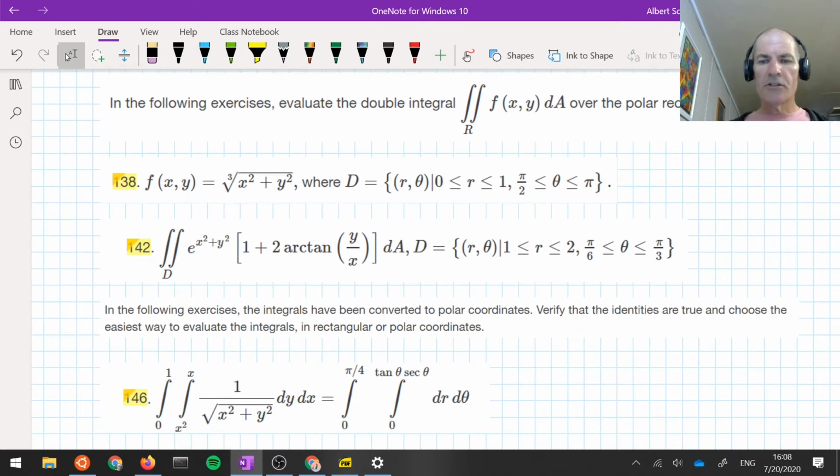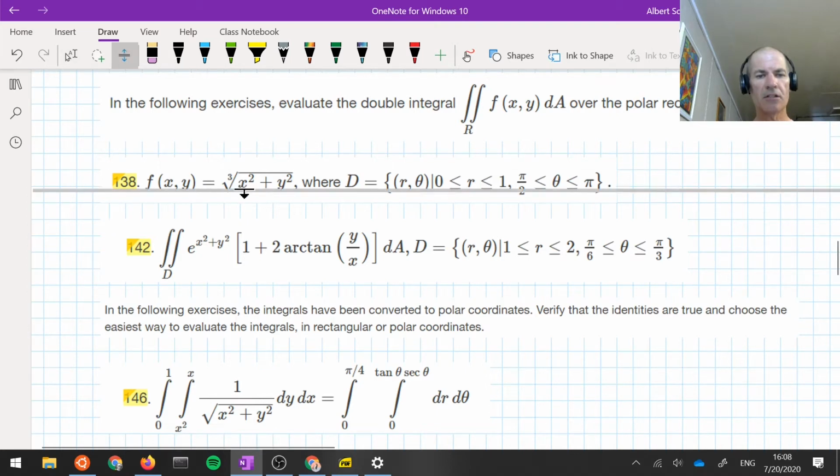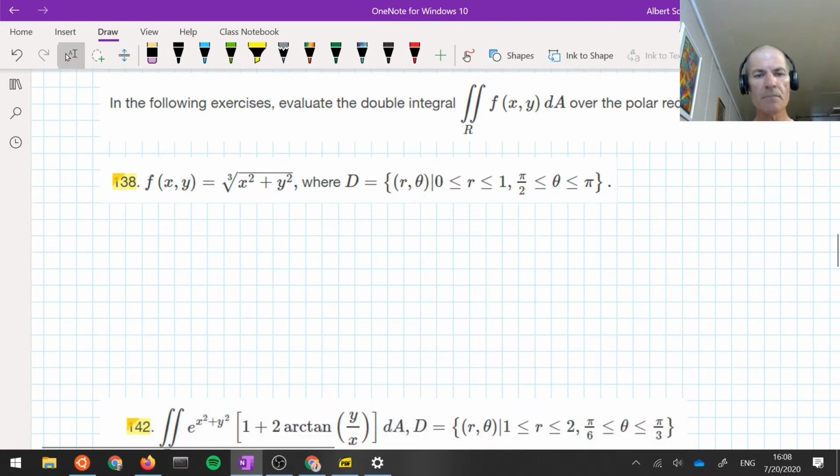All right, here we're asked to actually evaluate the double integral over the polar rectangular region, so let's do that. In problem 38, we're given the function in Cartesian coordinates, which means we're going to have to substitute the polar conversion formulas, but we're given the region of integration in terms of r and theta, so that's convenient. Notice that the limits are constants, so this is one of those rectangular polar regions. Those are really easy to build integrals around.